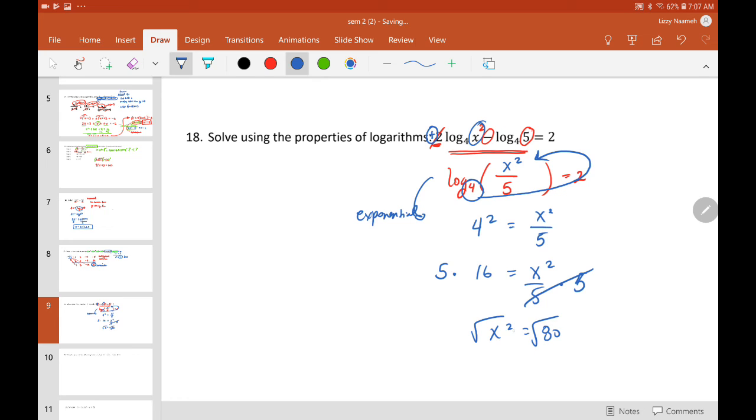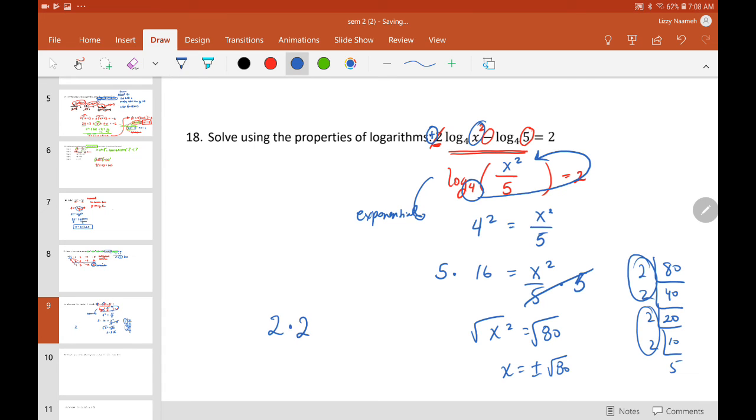And then the last step, I'll take the square root of both sides, getting x equals plus or minus the square root of 80. And the square root of 80 can actually be simplified. So simplify that whatever way you know best. But what I'm seeing is that I have a pair of 2's, so that will come out as 2. Another pair of 2's will come out as 2, and this leftover 5 will stay on the inside. So that means x equals plus or minus 4 square root 5.